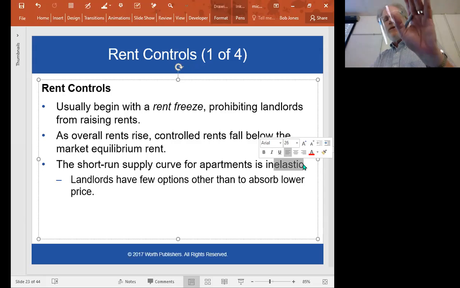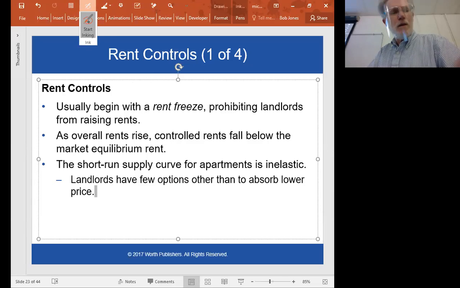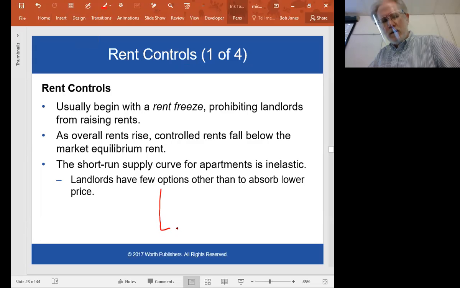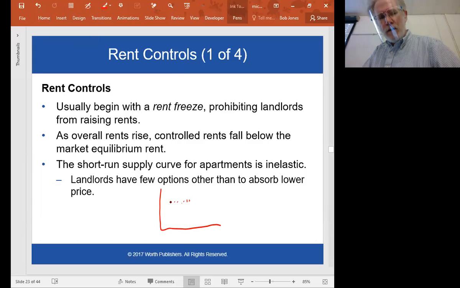Yep. Which supply curve is going to be more elastic? The short run supply curve or the long run supply curve? Will it make any difference for housing? Say this is the quantity of apartment housing in a certain area, and let's say that the average rent is $2,000.